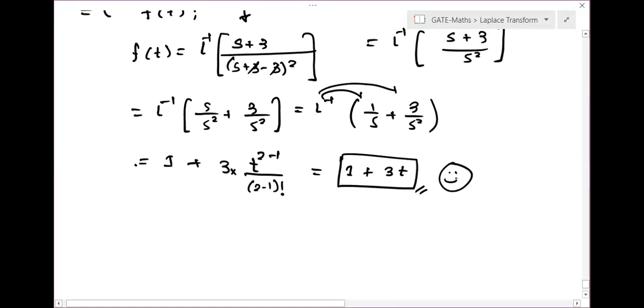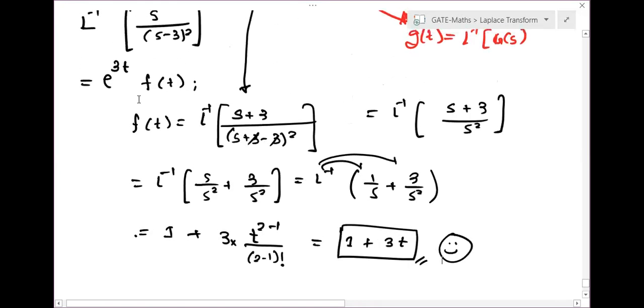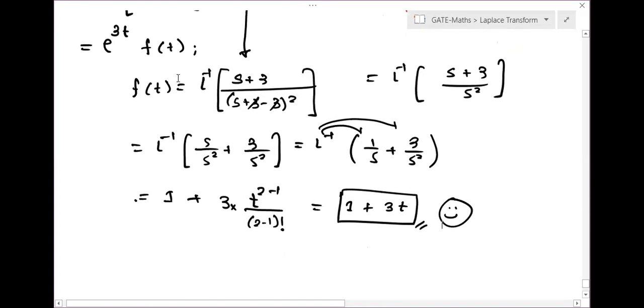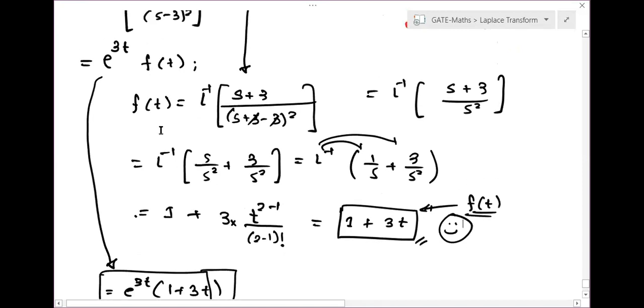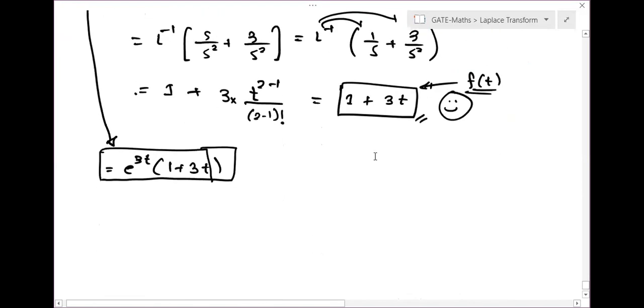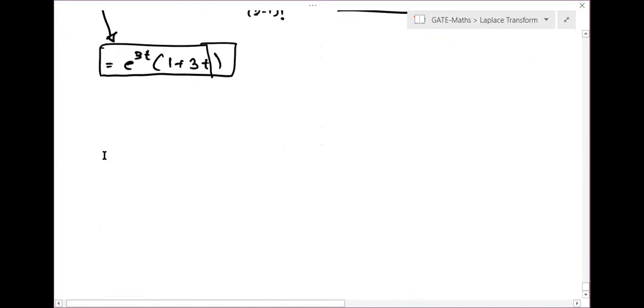Is it clear? Okay, first shifting property for inverse Laplace. And this is your f of t only. So our final answer will be e to the power 3t into 1 plus 3t. This is our final answer, because this is our f of t, and our answer is e to the power 3t into f of t. I'm repeating the first shifting property once again, because I'm thinking that you must be having doubt in this. So, first shifting property for inverse Laplace transform.